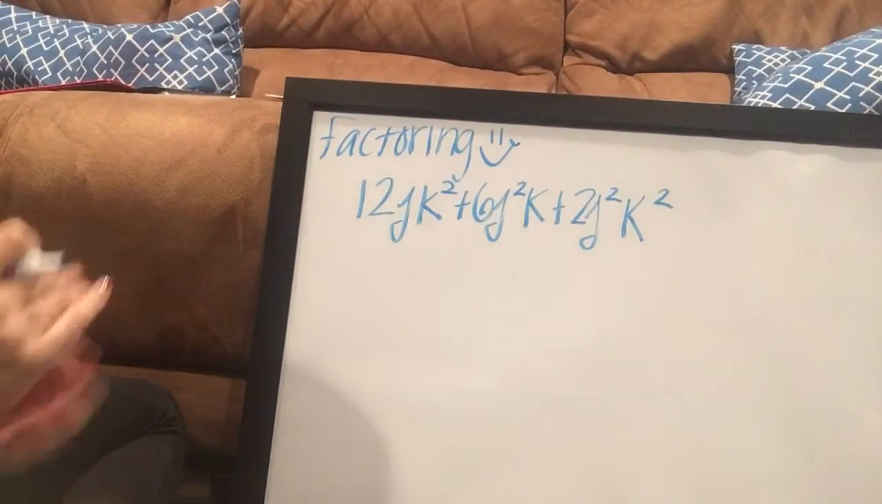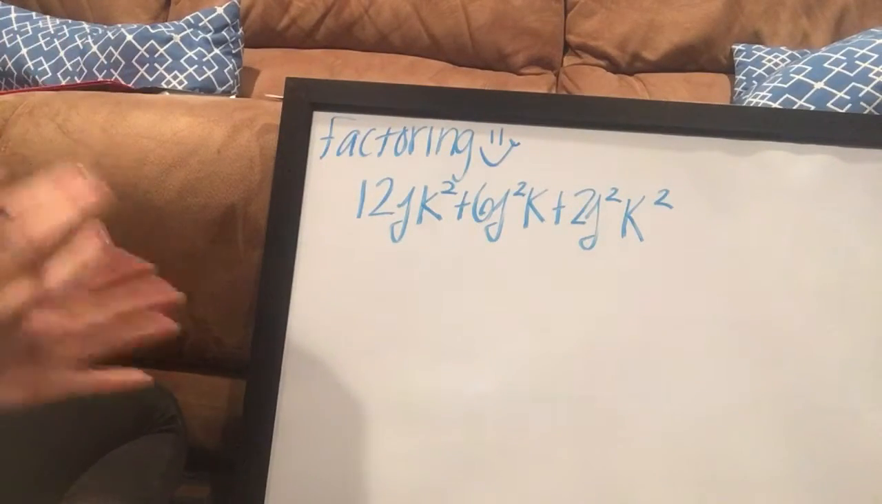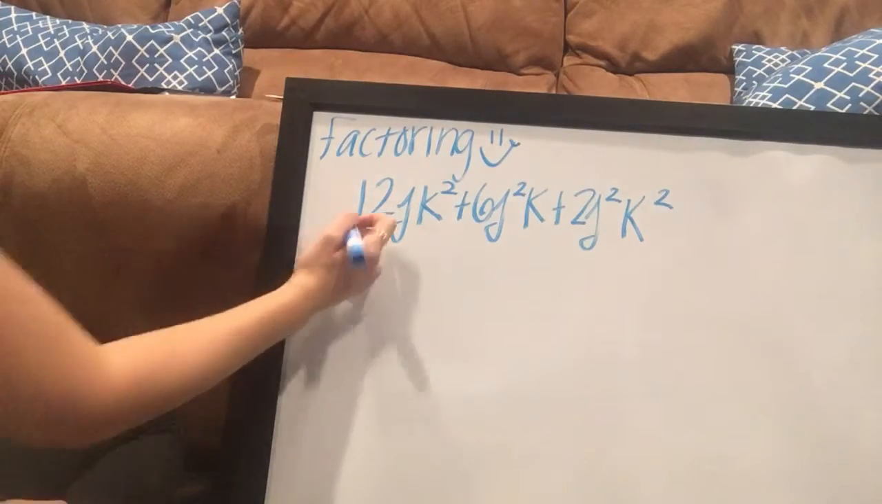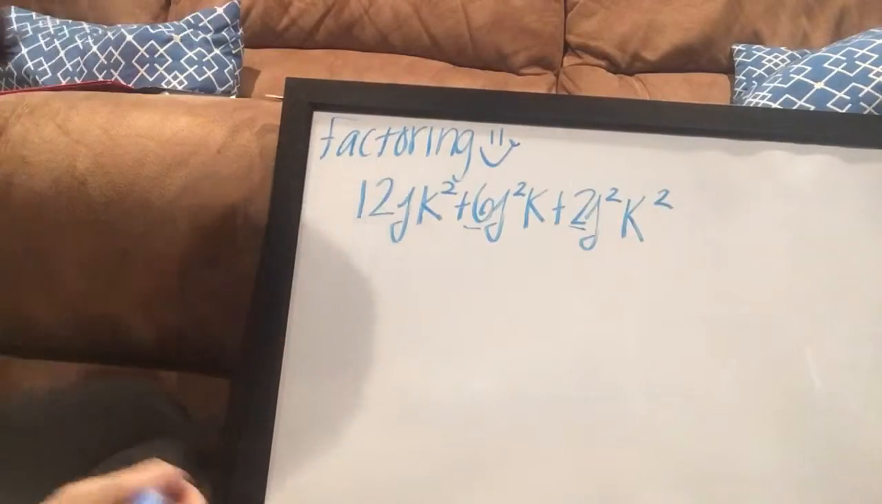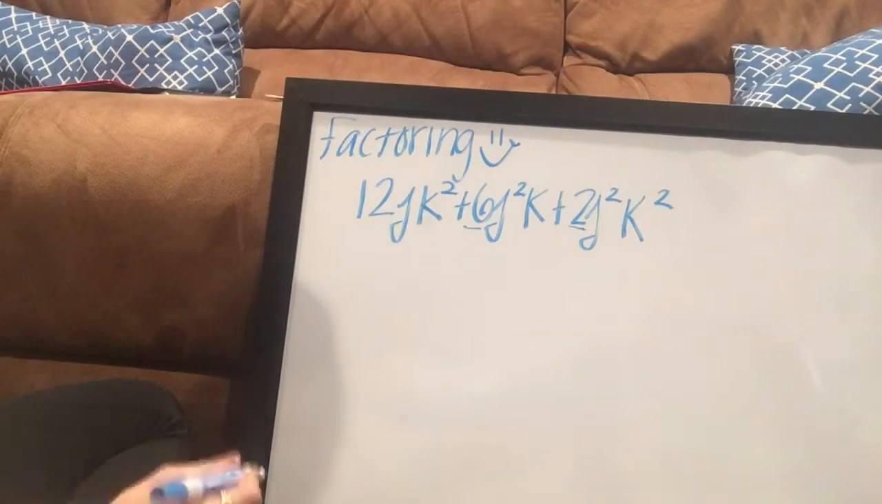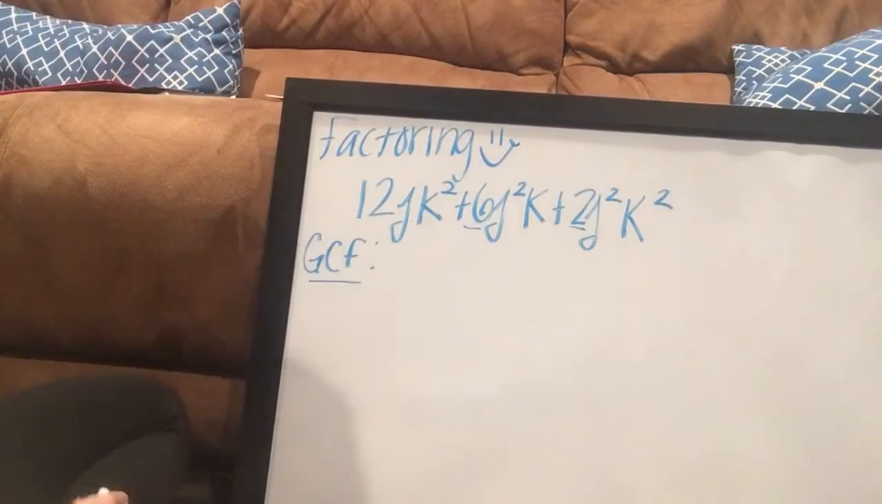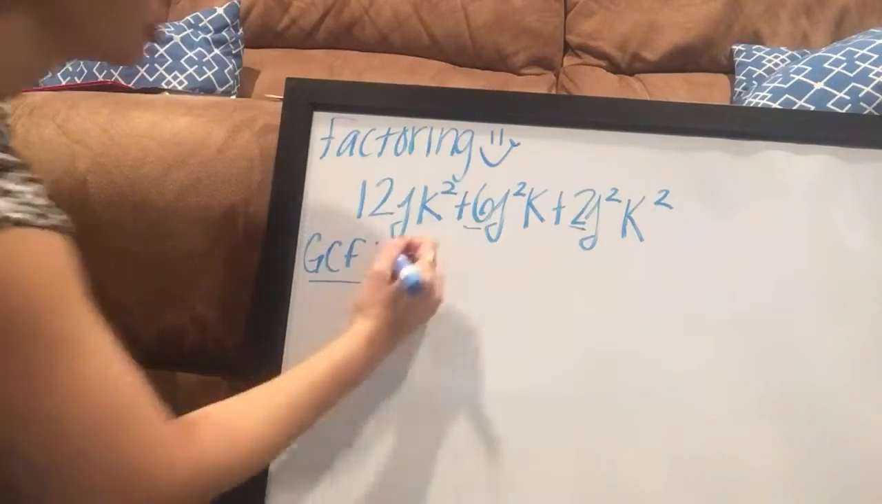So factoring, this is the baby way. So the baby way means that you are doing distributive property backwards. So you're going to look at your numbers first, your constant, and you want to find the greatest common factor. Remember, let's bring it back. Greatest common factor here, for 12, 6, and 2, is 2.